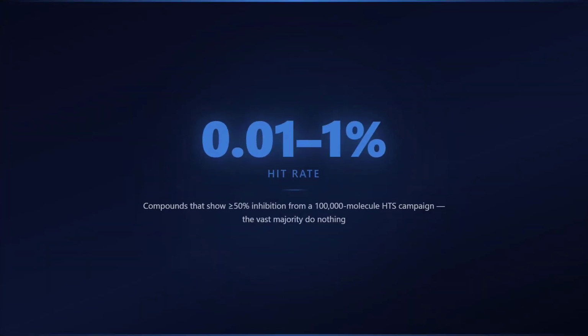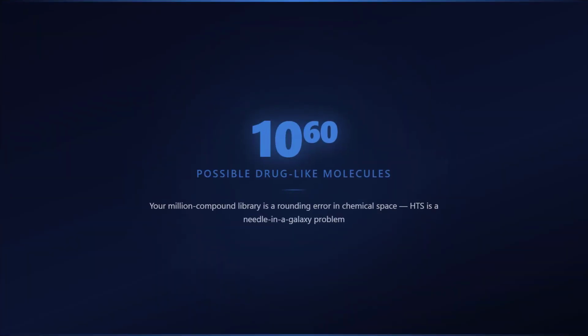The hit rate in a typical HTS campaign is between 0.01 and 1%. So from 100,000 compounds, you may identify between 10 and 1,000 that show inhibition above your threshold, usually 50% inhibition at a fixed concentration. So most of them do nothing? The vast majority. This is expected. The chemical space of all possible drug-like molecules is estimated at around 10 to the power of 60 structures. Your library of 1 million compounds is a rounding error.